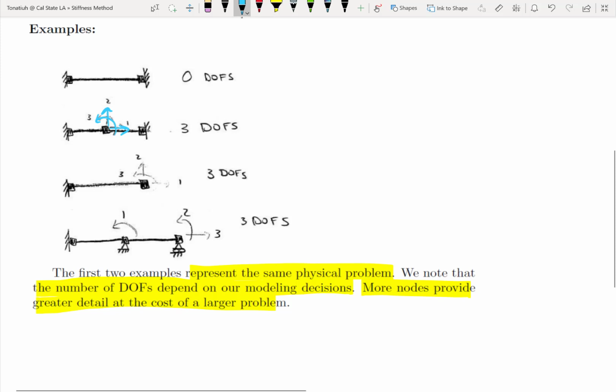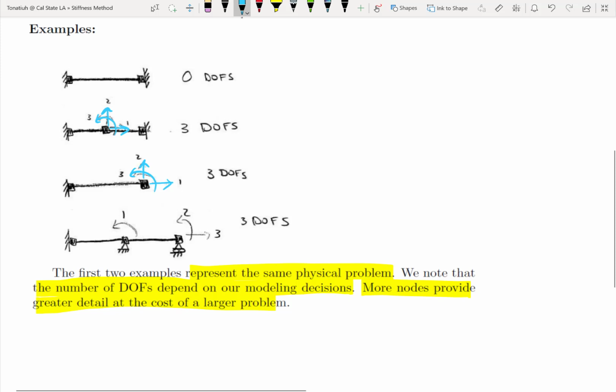If we look at the third example, it's a cantilever beam. There are no degrees of freedom at the left end because it's a fixed end, and we have horizontal, vertical, and rotational movement at the right-hand node.